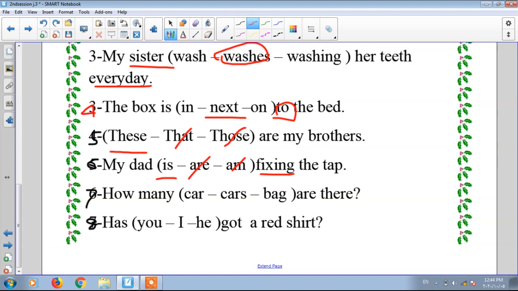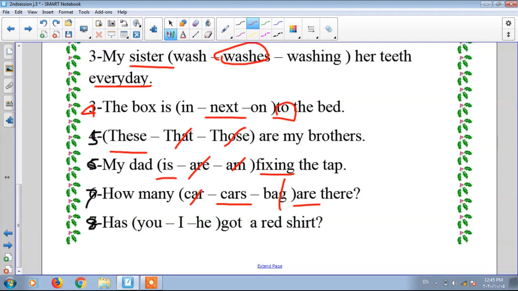Number seven. How many car or cars or bag are there? We have "are there". How many car? Car are? No. How many bag are? No. How many cars are there?